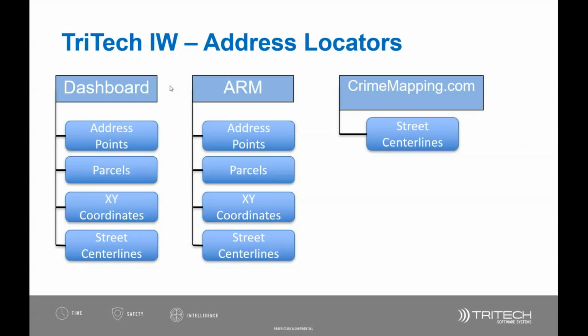So, the types of locators used, I have these broken down by application: the dashboard, ARM, and crimemapping.com. For the dashboard and the ARM, we're going to use pretty much any GIS layers we can get our hands on in order to match or map out that data. Typically, we use address points, parcels, XY coordinates, and street centerline files. Crimemapping.com is a little bit different. We're only going to use street centerline files, and I'm going to talk about the reason behind that choice in an upcoming slide.